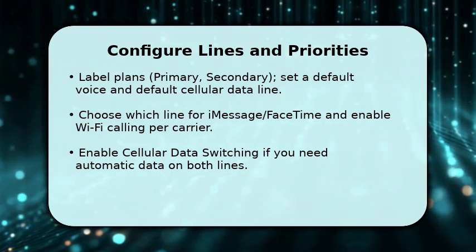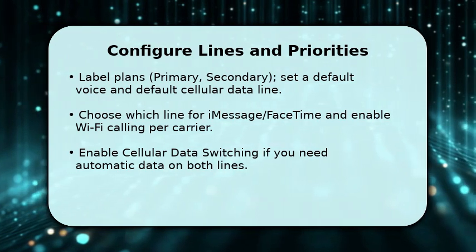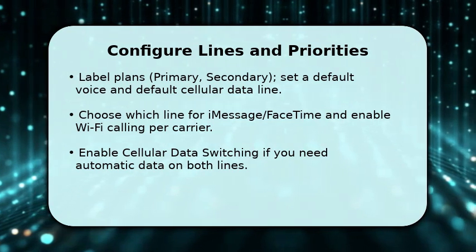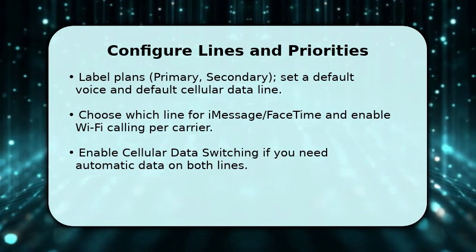If you want seamless data when traveling, enable cellular data switching so the phone can use either plan for data. These choices control billing, calls, and messaging routing. Set them intentionally. Finish by thoroughly testing both lines.